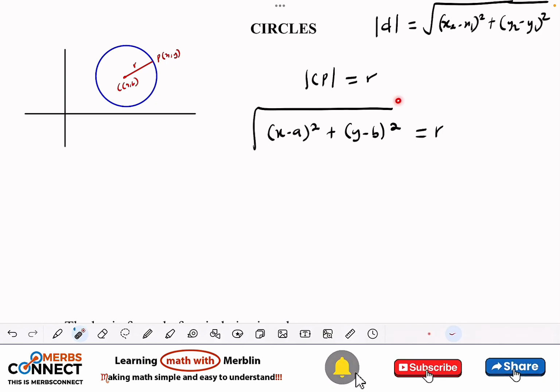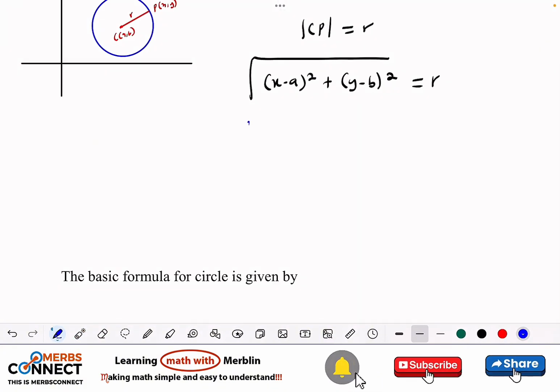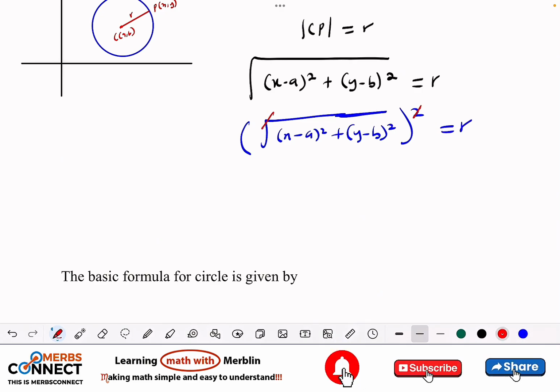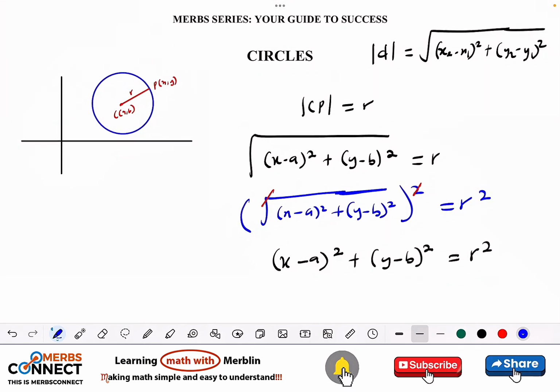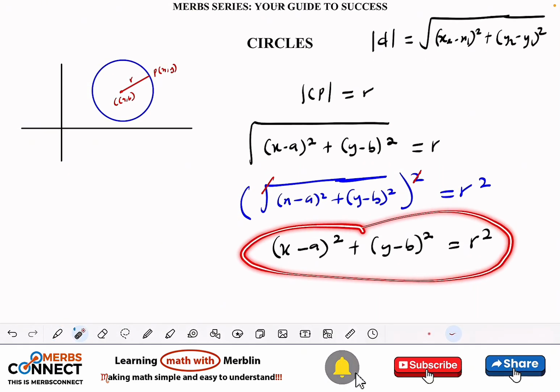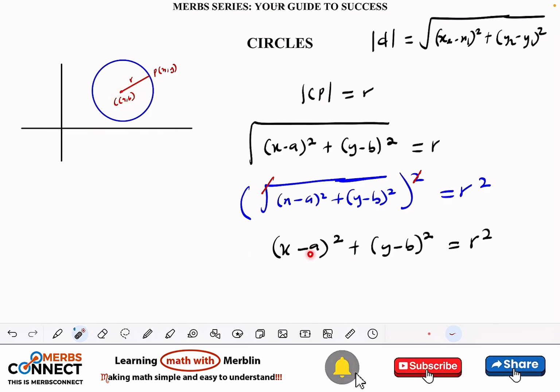Then I'm going to square both sides. So the square root of (x minus a) squared plus (y minus b) squared, all squared, is equal to r squared. And this square will cancel this root. So we are going to have (x minus a) squared plus (y minus b) squared, which is equal to r squared. You see that we form a nice equation here, where a and b is the center and r is the radius. So this is a big formula that we need to have in mind.